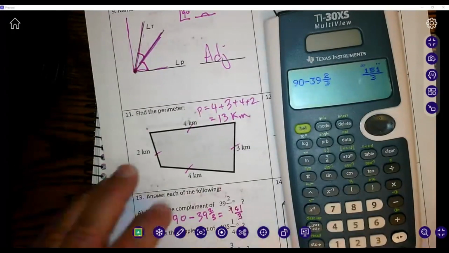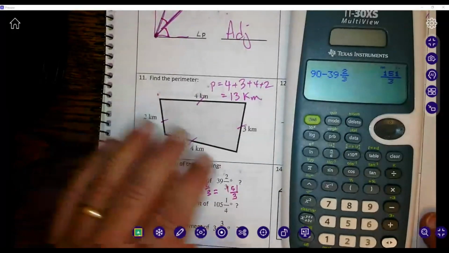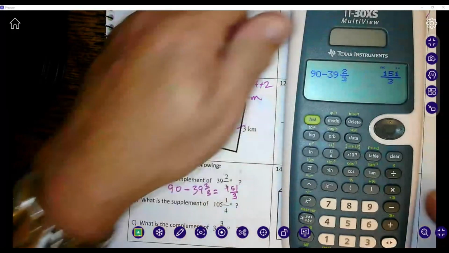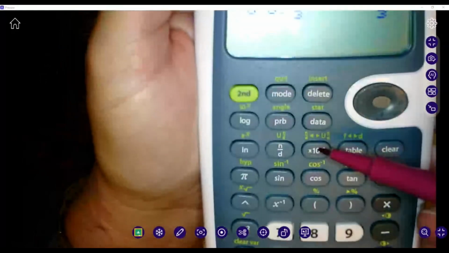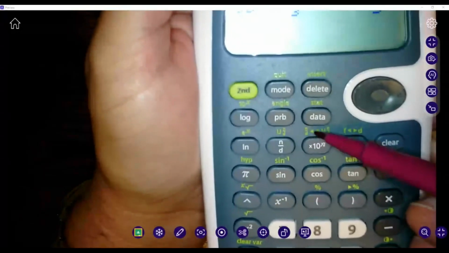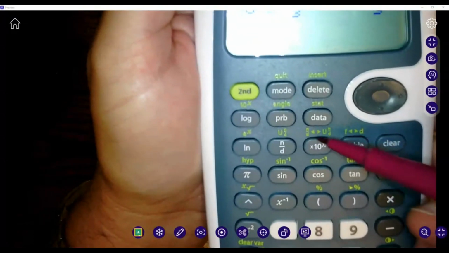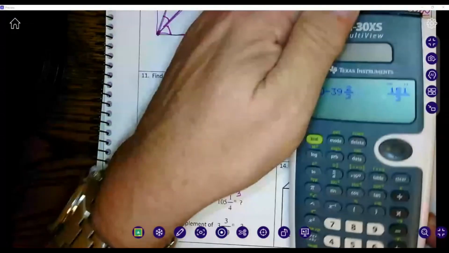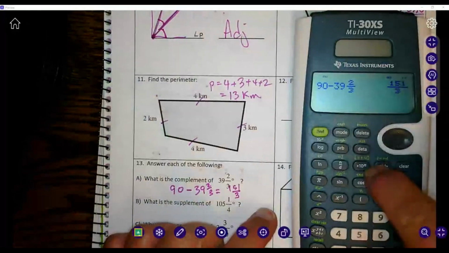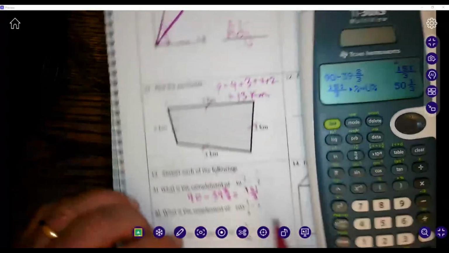But I don't want that as an improper fraction. I want it as a mixed number. So if you remember, there is a key here that is fraction to mixed number. That's ND, arrows and unit ND. So that's our conversion button. So I hit second and that button, and then hit enter, and I get 50 1/3.